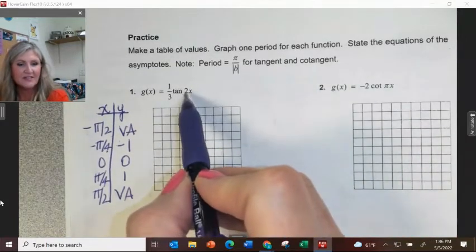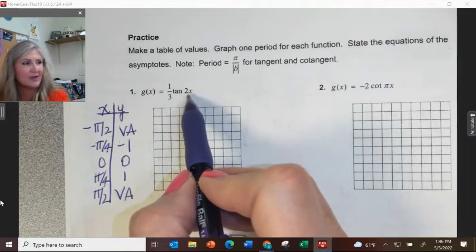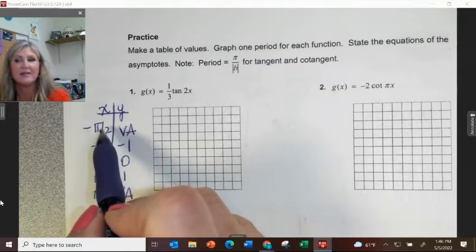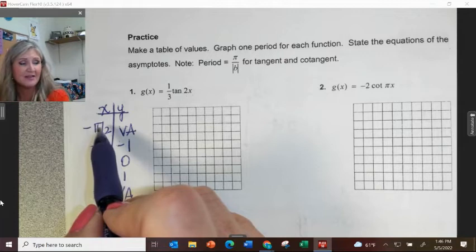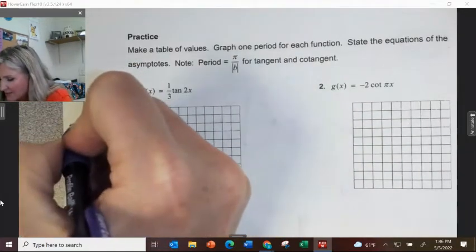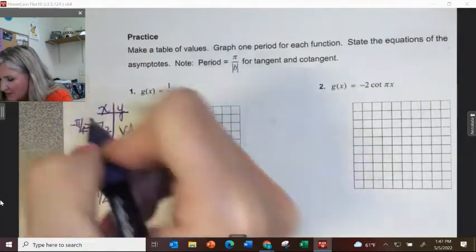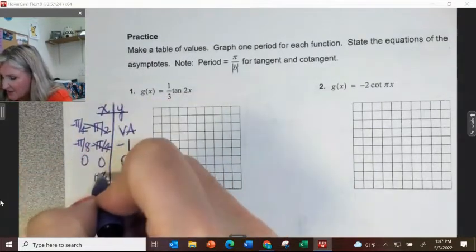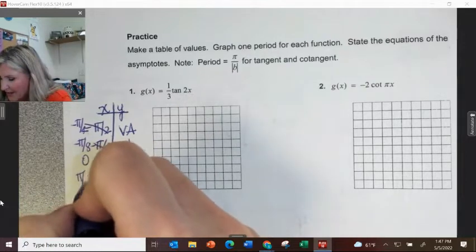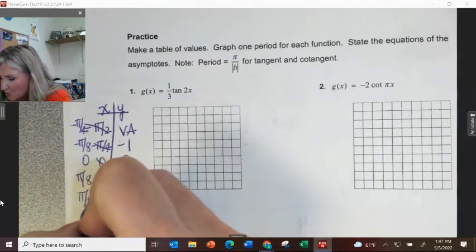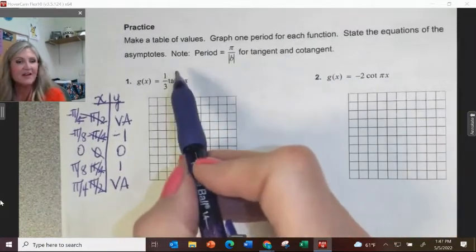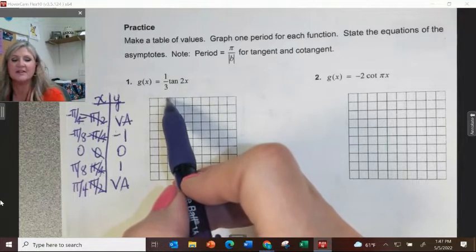Now, what does this 2x do? It's going to be a horizontal what? Shrink. So I now have to take my x's and multiply them by what? Not 2, but 1/2. Good job. So now I'm going to have negative pi over 4, negative pi over 8, 0, pi over 8, and pi over 4. Oh, yes, pi over 4. Okay, what is this 1/3 right here going to do?